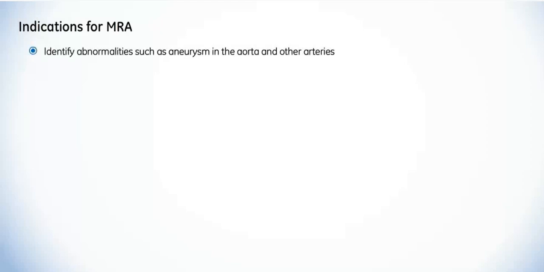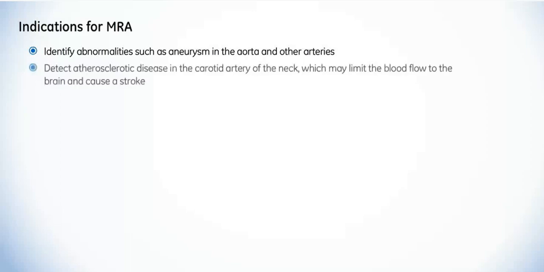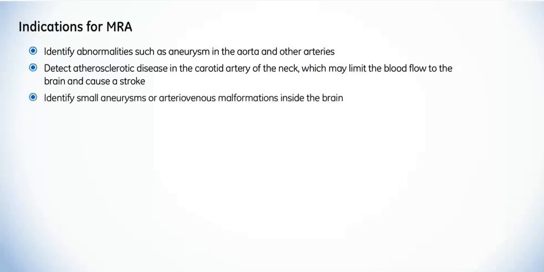Let us look at some of the common clinical conditions in which MRA is beneficial. The major indications include identifying abnormalities, such as aneurysm in the aorta and in the other arteries, and detecting atherosclerotic disease, which in the carotid artery of the neck may limit the blood flow to the brain and lead to stroke. It is also used to identify small aneurysms or arteriovenous malformations inside the brain.